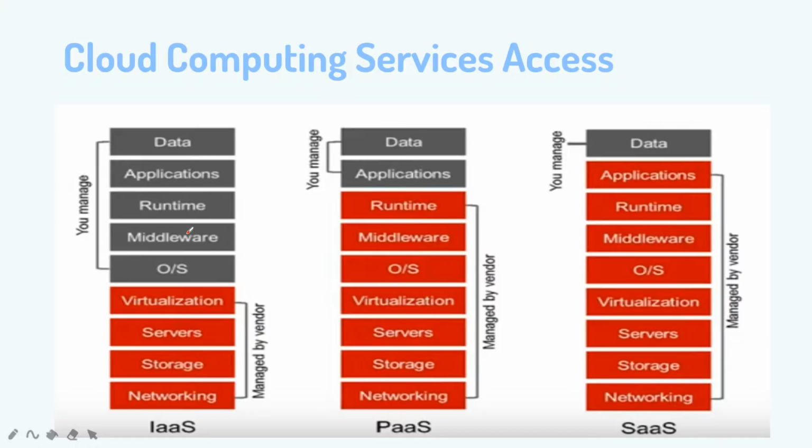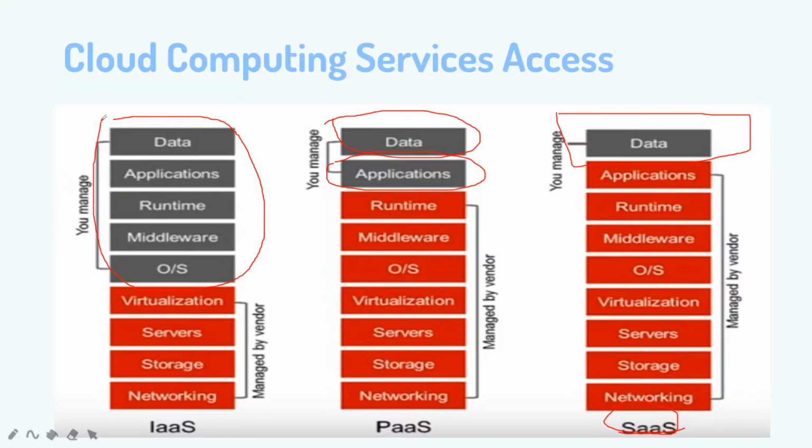And how you can manage them. For example, in SaaS we can manage only the data. But in PaaS you can manage the data and the applications. In IaaS you can see we can manage or change the middleware, and we can even change the OS. So that is the difference between IaaS, PaaS and SaaS. I hope now you have understood about these services.